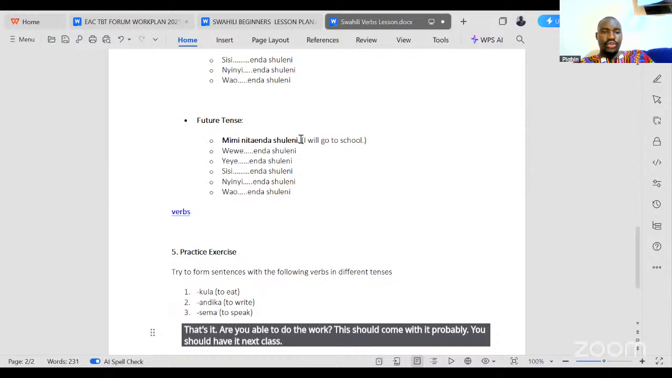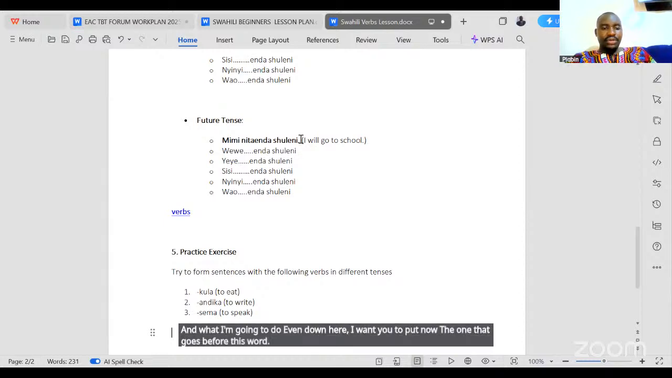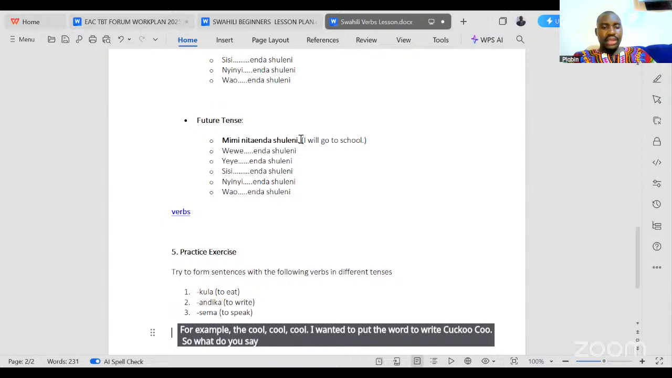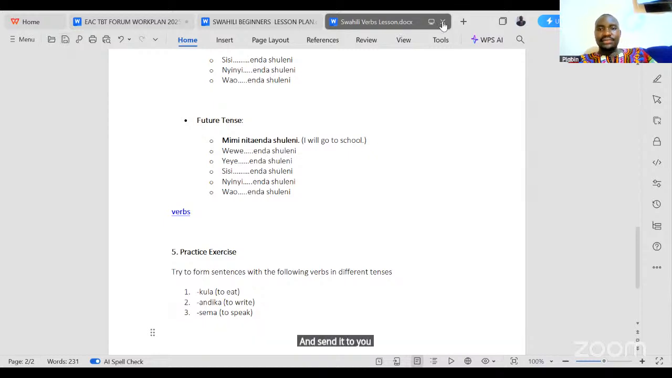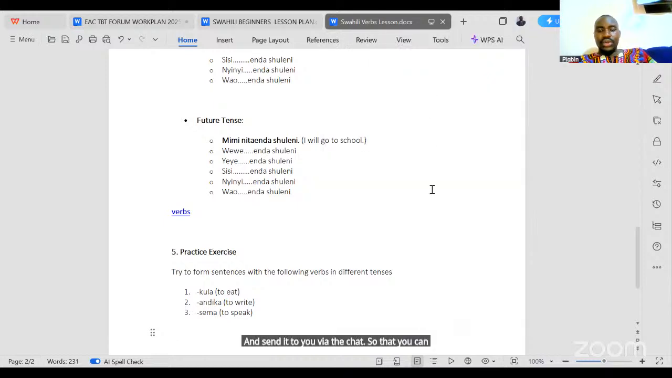Now what I'm going to do, even down here, I want you to put the word that goes before this word. For example, the "ku." Just add the word "ku" before this sentence. But I want to save this work and send it to you via the chat so that you can do the assignment and bring it back.